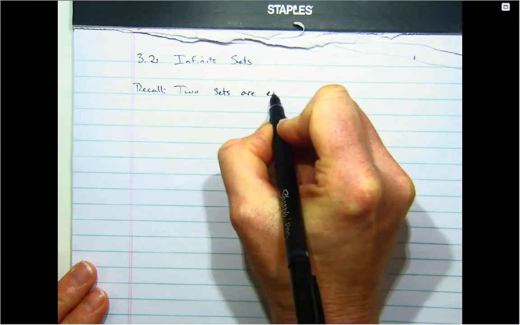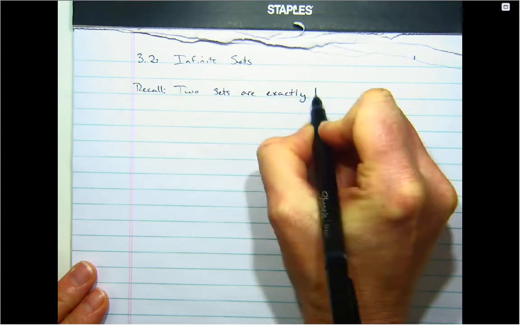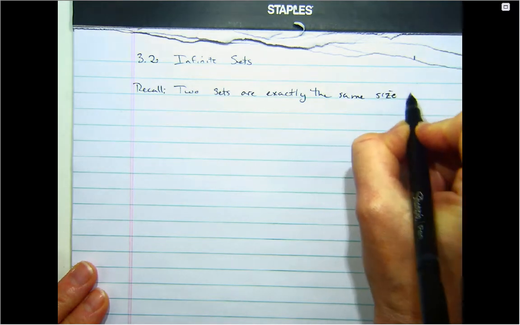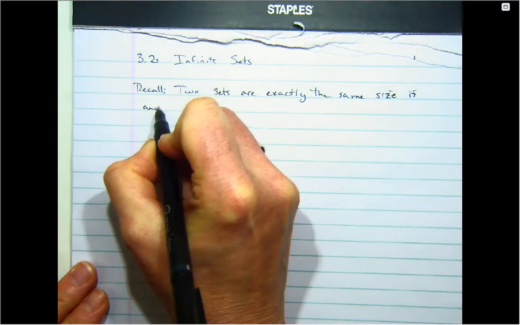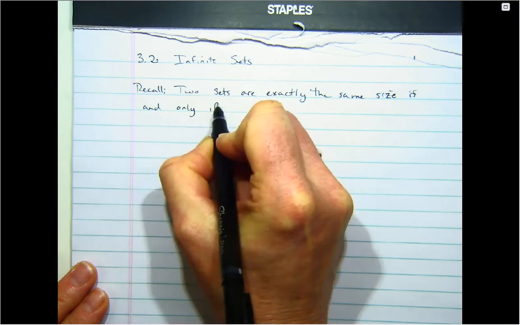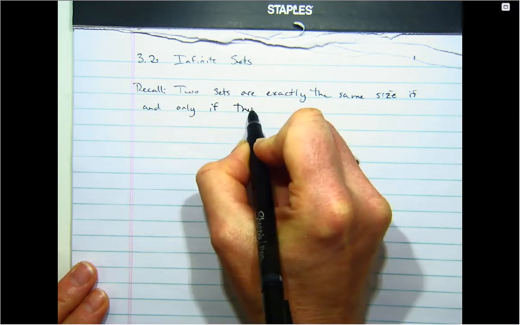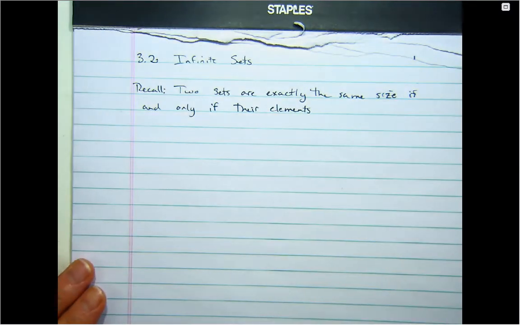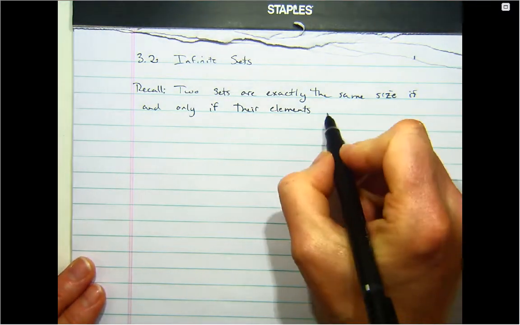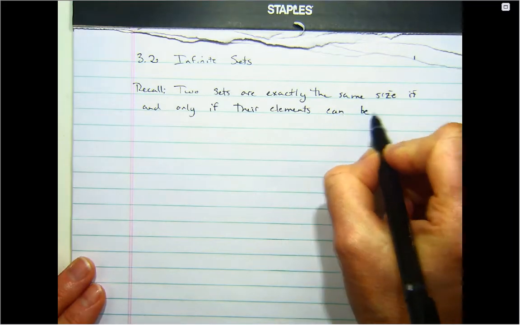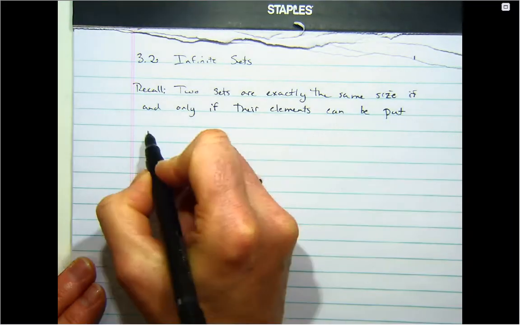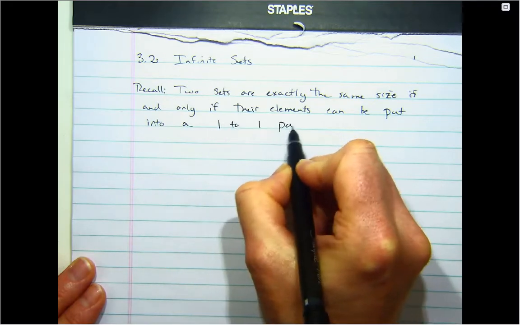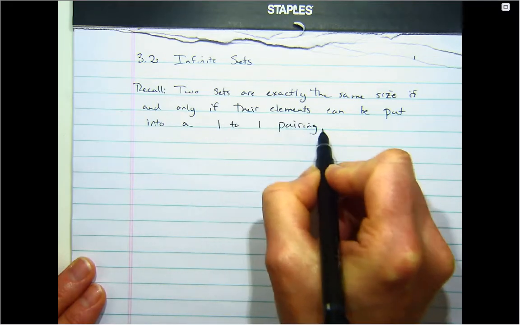Two sets are exactly the same size if and only if their elements can be put into a one-to-one pairing, or a one-to-one correspondence.